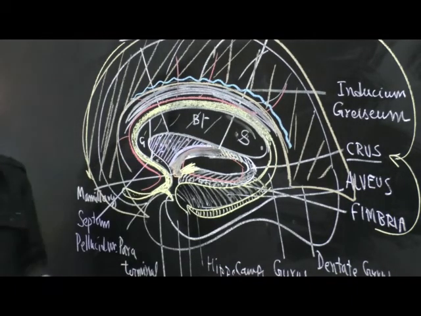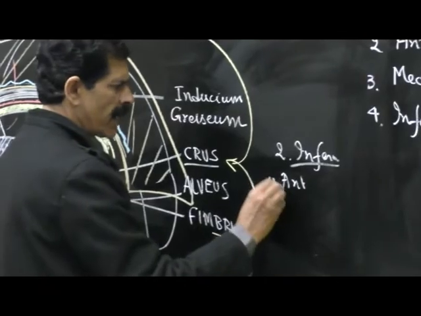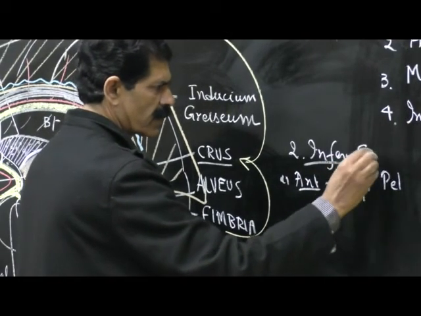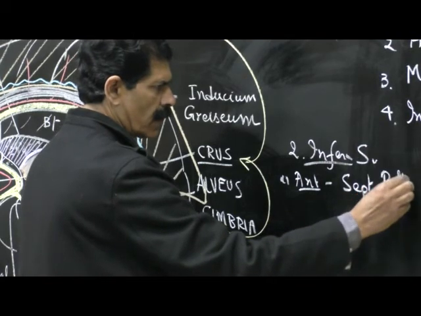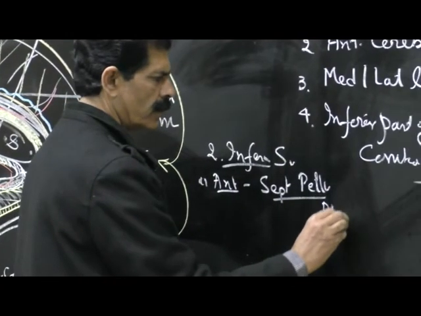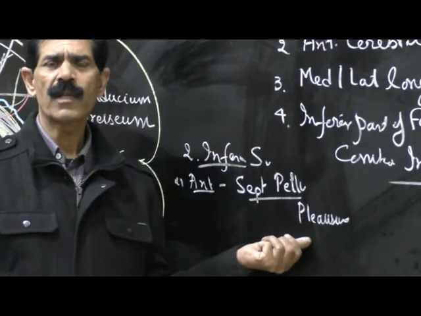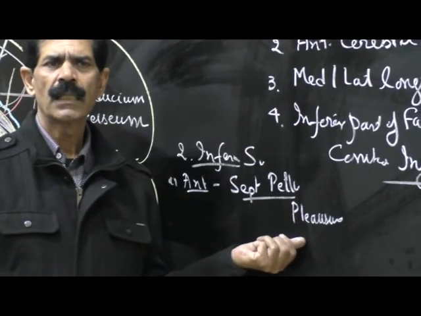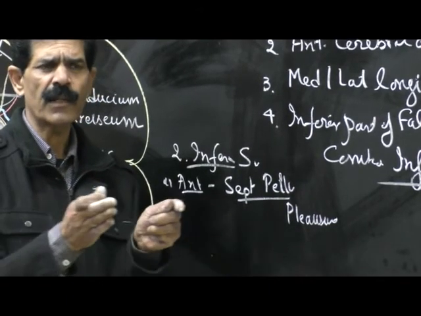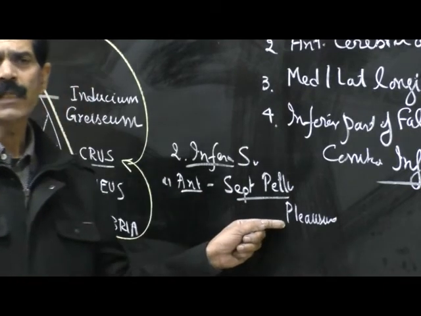So anteriorly, the inferior surface is related to the septum pellucidum. And the function of the septum pellucidum is pleasure. Whenever we are in a pleasure mood, the nuclei of the septum pellucidum are stimulated. The septum pellucidum of the right and left side are very close together, and they form the medial wall of the anterior horn of the lateral ventricle.